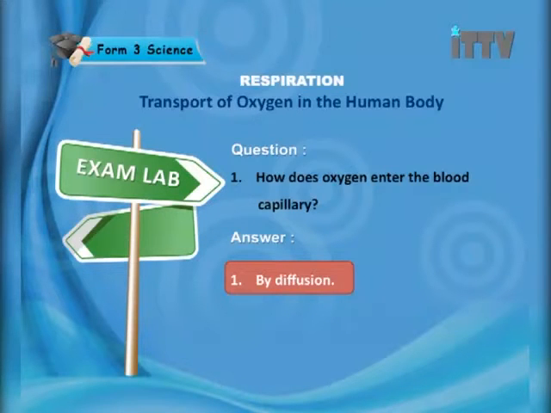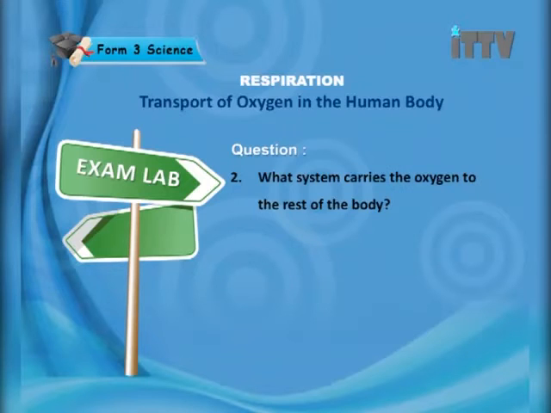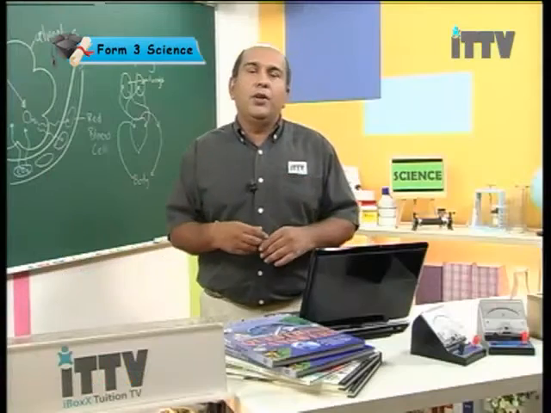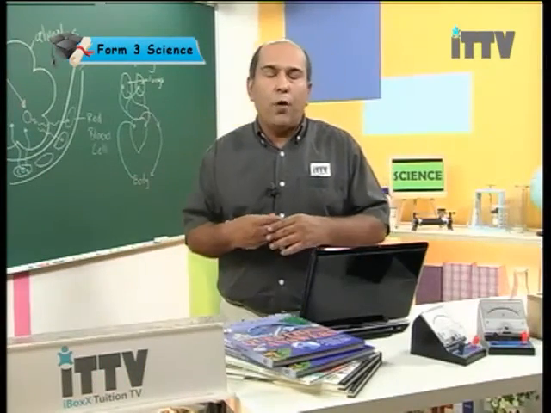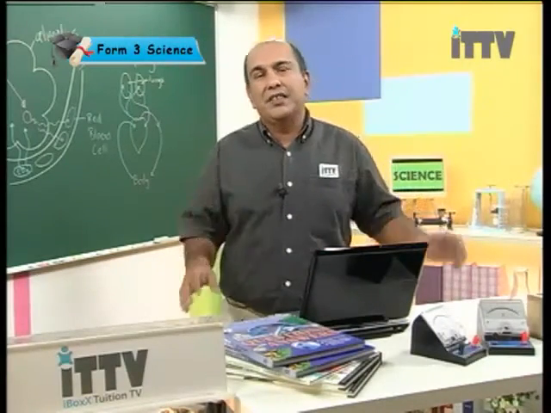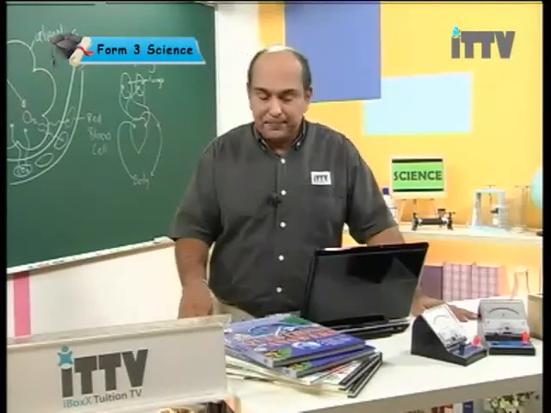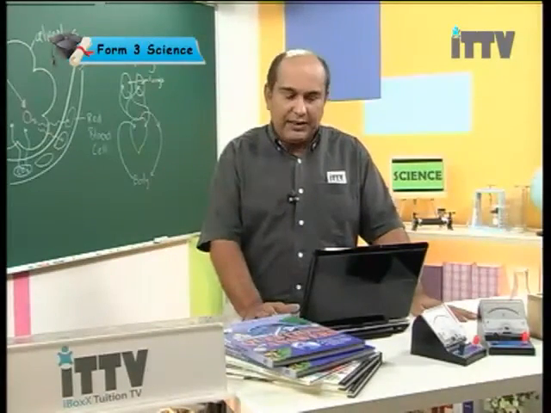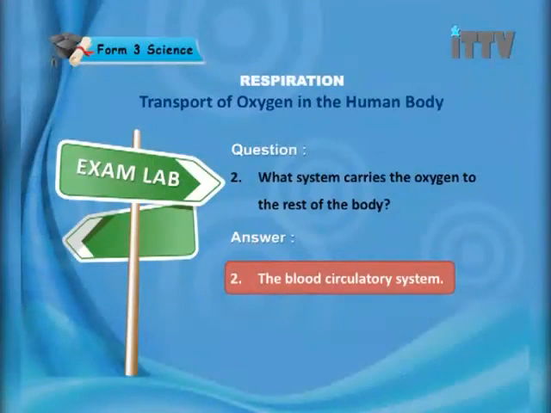Let's try another question. What system carries the oxygen to the rest of the body? So remember, here we're looking at a system whereby blood is transported around the body. What's the name of the system that transports blood? Let's have a look at the answer. The blood circulatory system. So oxygen is carried around to the rest of the body by the blood circulatory system.